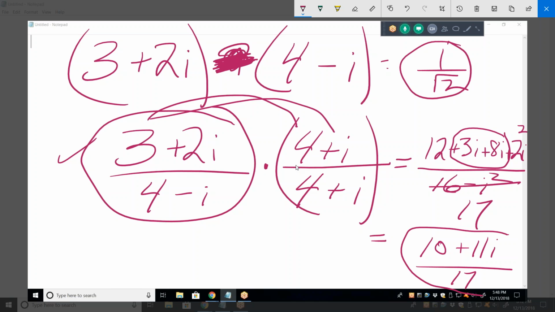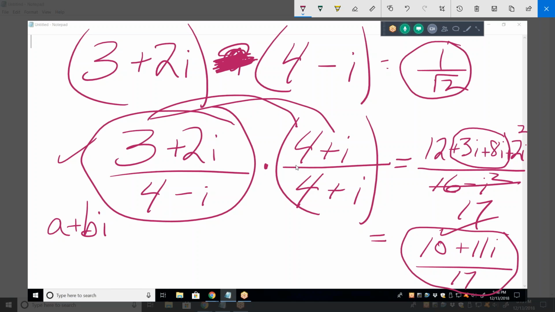So it doesn't look anywhere near like our original problem looked, nor will it ever. All we've done is manipulated it so that we have a real denominator. Now let me say one last thing about that answer. If they are insisting that your answers be in a plus bi format, and sometimes they will, the instructions will say put your answer in a plus bi format. That answer is not in a plus bi format. What do I have to do to get it into that?